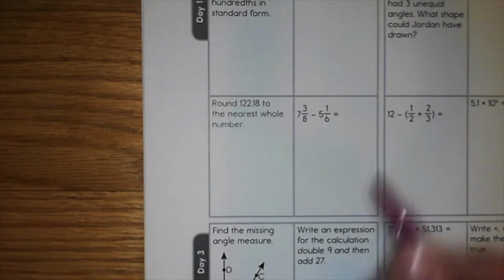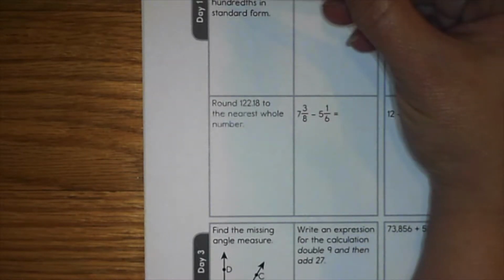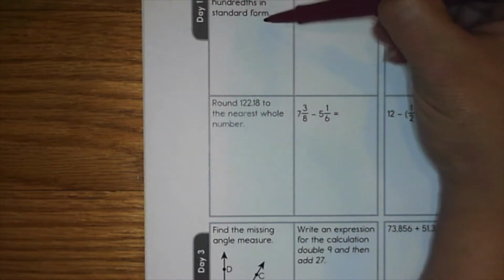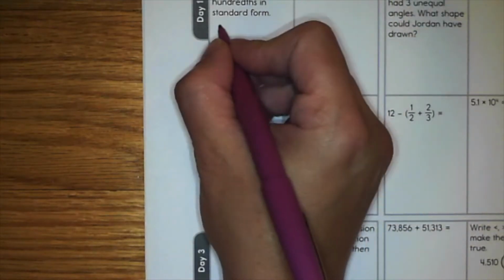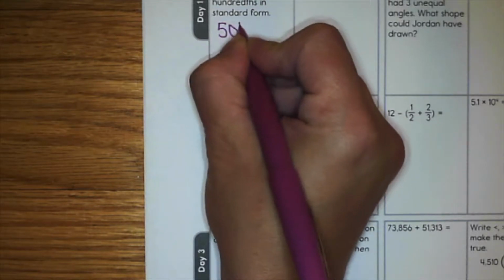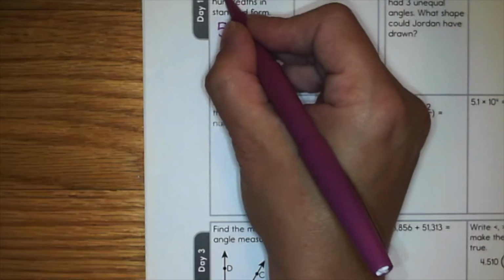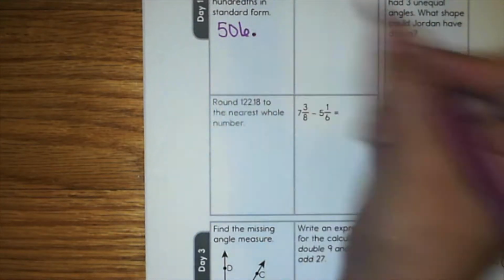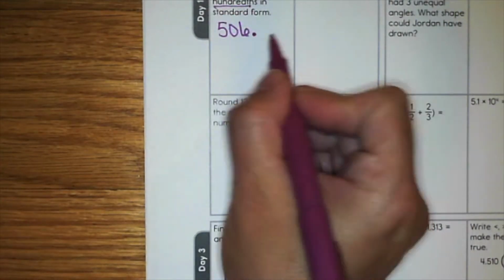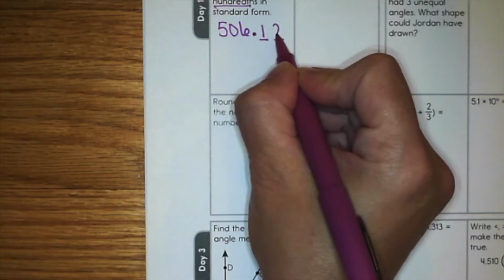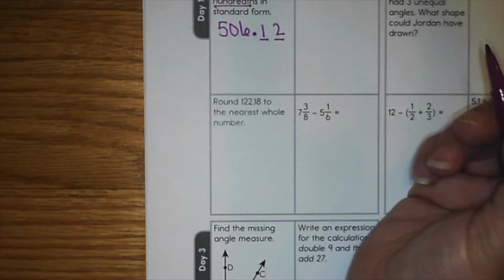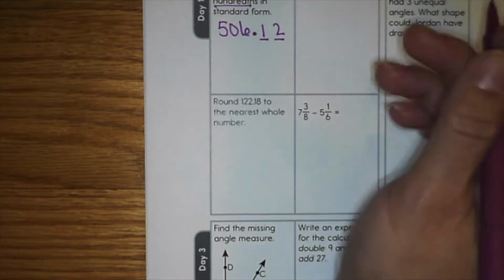Day 1. Write 506 and 12 hundredths in standard form. So I'm going to look at 506 first. I'm going to write that in standard form. The word "and" tells me a decimal. Hundredths tells me 2 spots. 12 tells me what goes in them. So there's that number in standard form.